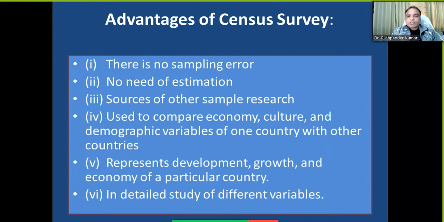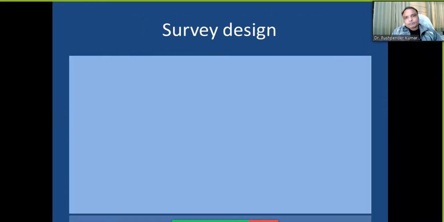So this data not only helps you compare yourself with other countries, but gives you some understanding of to what extent you have grown, and developed your country in terms of economic development, socio-economic development, and other variables. So basically, it's a detailed survey. It's a detailed study of different variables in a particular nation. Now, so this is sample survey and census survey. Now let us see how we can go about this survey design, what we need to do.